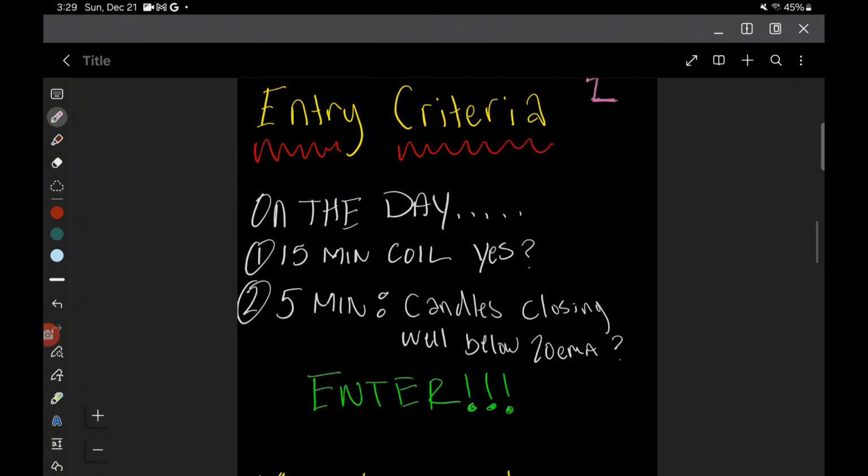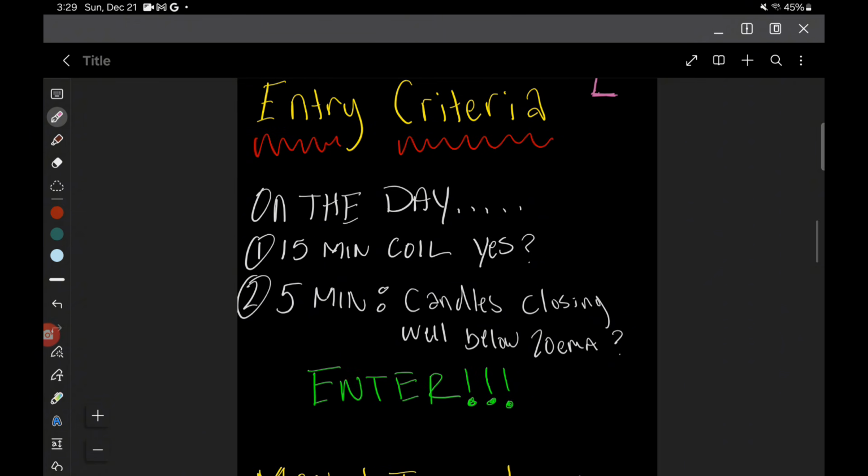So my entry criteria is on the day, I want to see a 15-minute coil on my chart. That is really important to me because the coil was something that I was having an issue with in the beginning. But after doing a lot of studying, I realized that it will pop out. You just can't miss it. So on the 15-minute, you want to see a coil. If you have a coil, then you're going here.